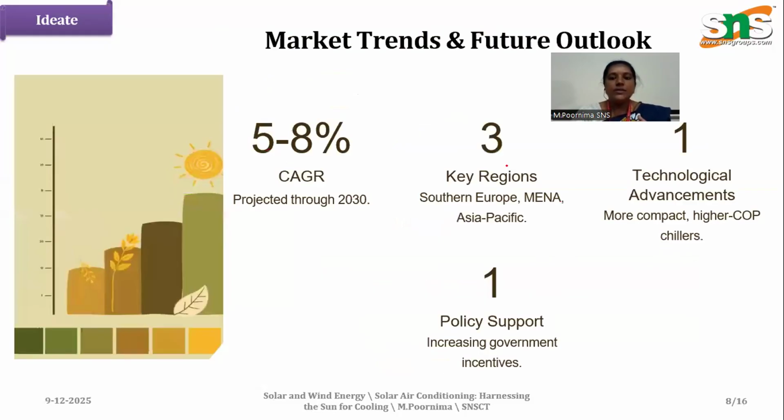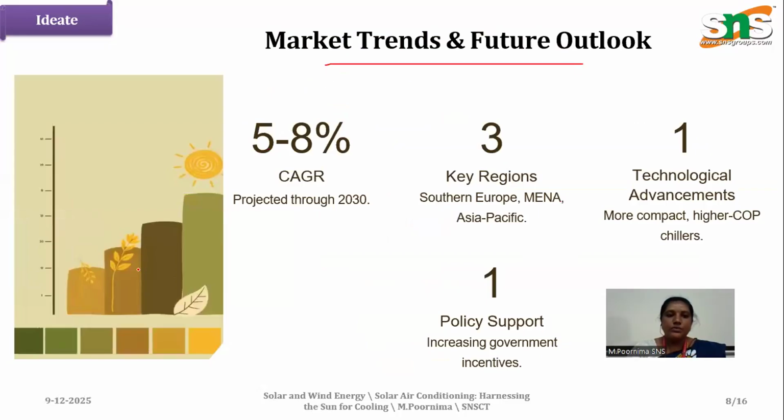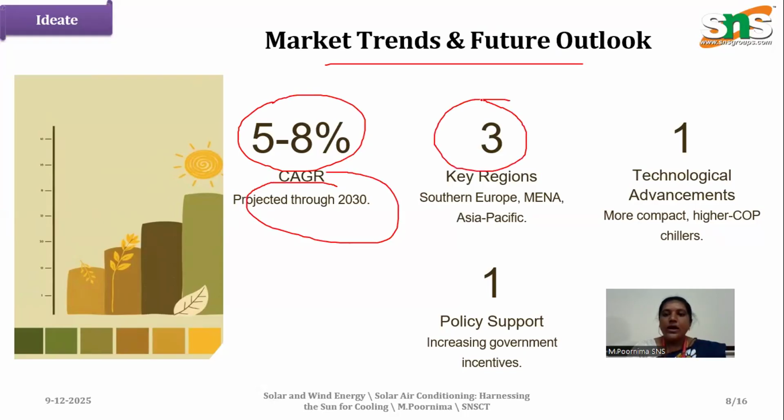Here come the market trends and future outlook. We have 5 to 8 percent of the cooling market projected through 2030, and three key regions: Southern Europe, MENA and South Asia. For technology advancement, we have more compact, high-COP chillers and concentrated solar power. And we have policy support, with increasing government incentives. We are getting more incentives for placing rooftop solar panels, etc.